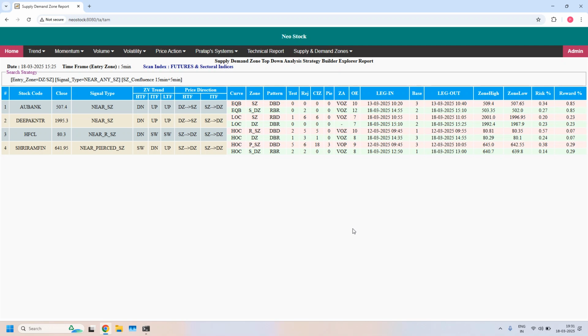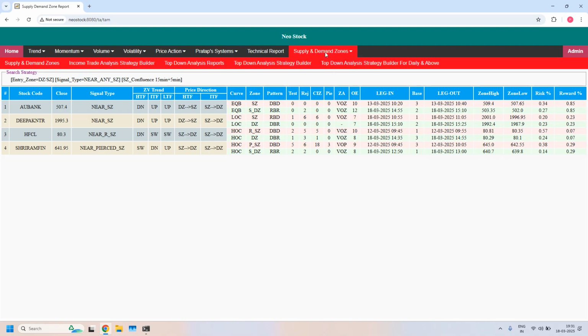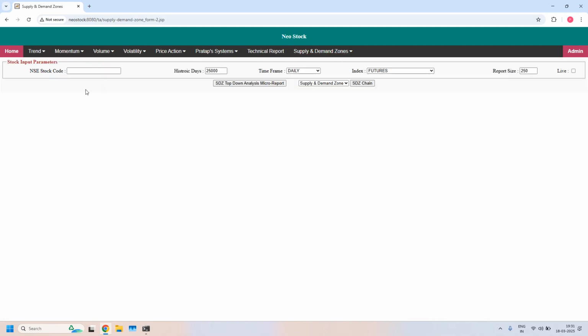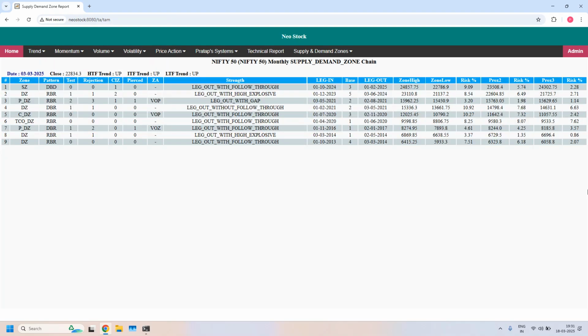So this is about stocks near demand and supply zones for different time frames. Next we will look into NIFTY and BANKNIFTY supply demand zone chain, starting with NIFTY. From the monthly time frame, I am generating the monthly supply demand zone chain for Nifty. In all the supply demand zone chain reports, always look into the zone column to find the high liquidity zones.